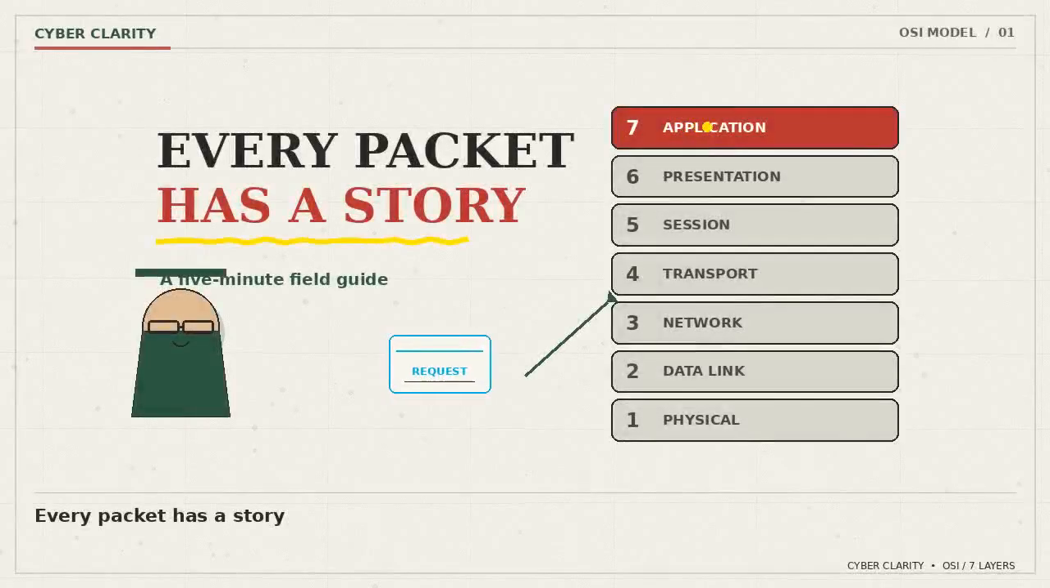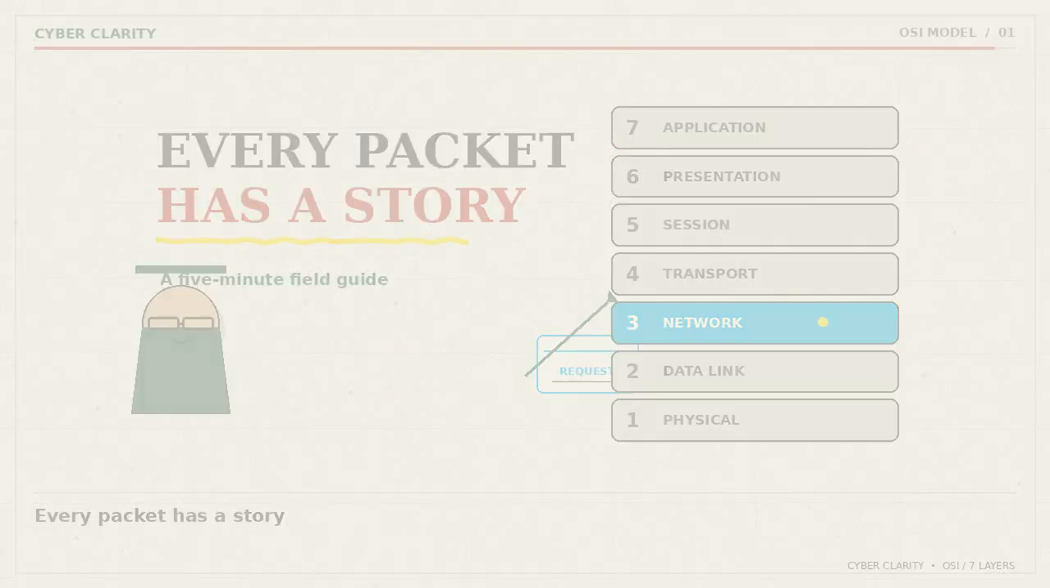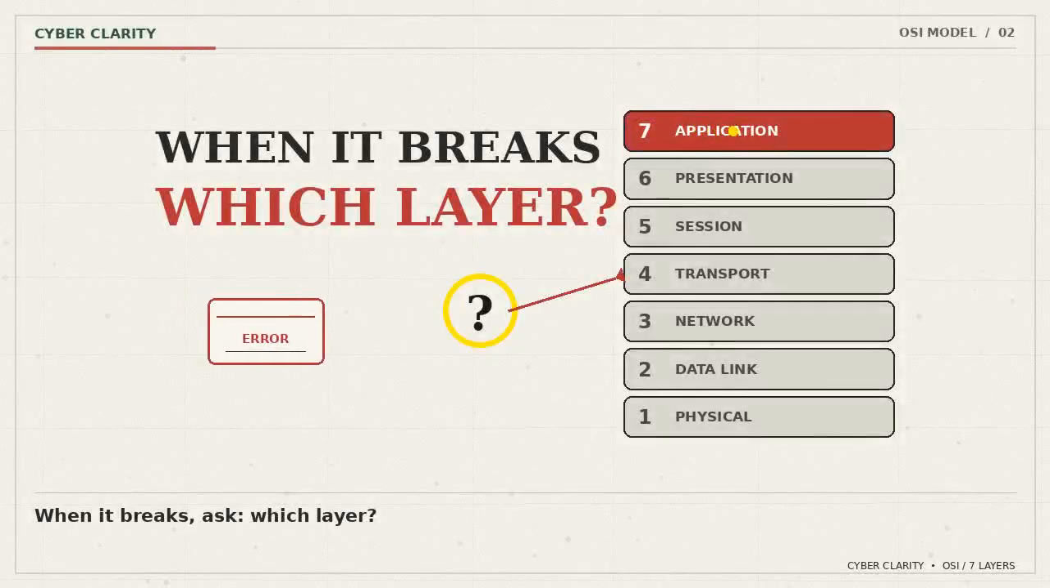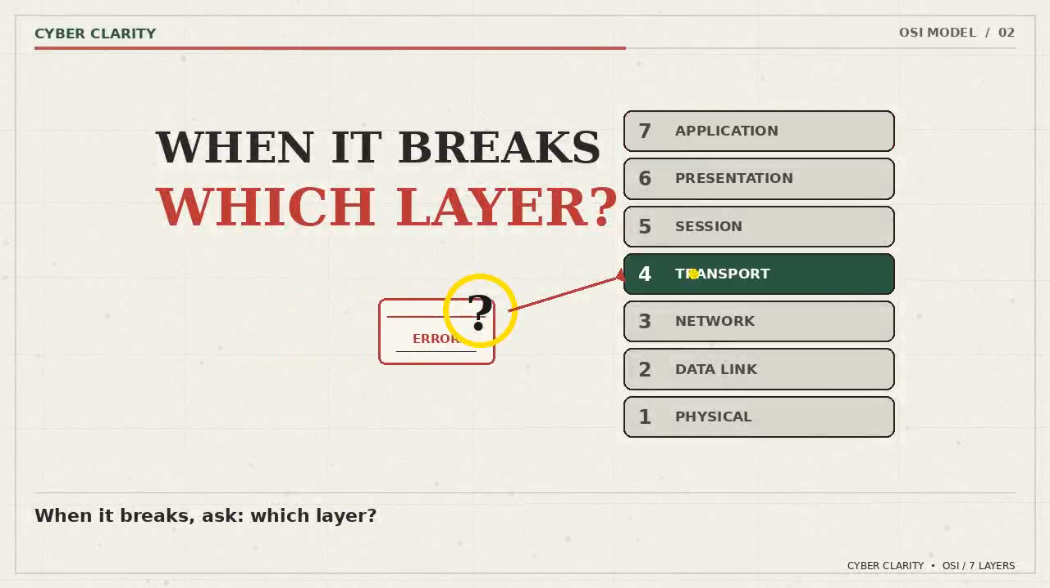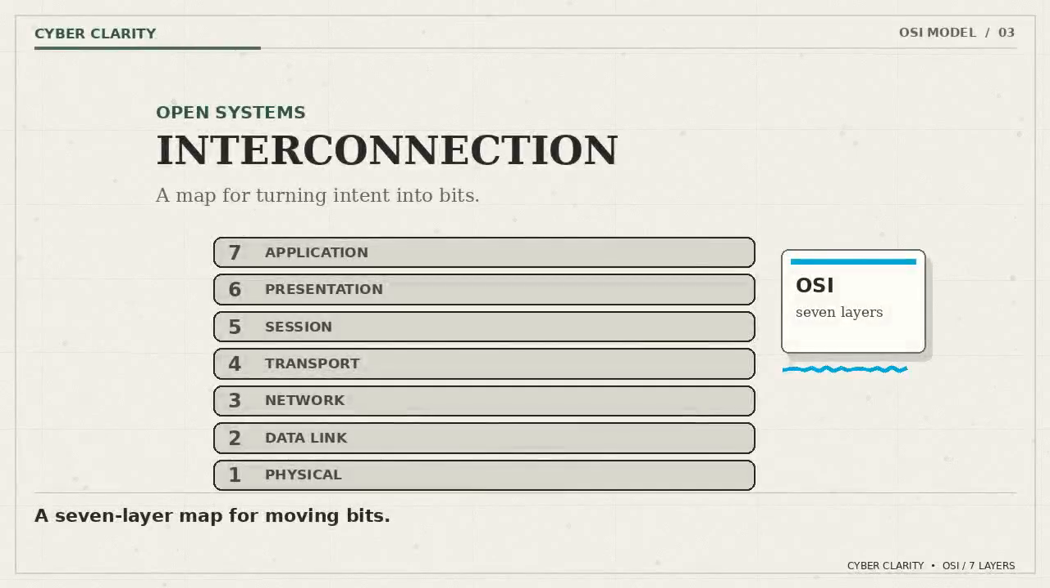Every time you open a website, a hidden conversation travels through your device, a network, and a server. When that conversation breaks, the OSI model helps you ask one question: which layer failed? OSI means Open Systems Interconnection. It is a 7-layer map for turning human intent into moving bits. It is not the internet's exact blueprint, but it is an excellent troubleshooting lens.